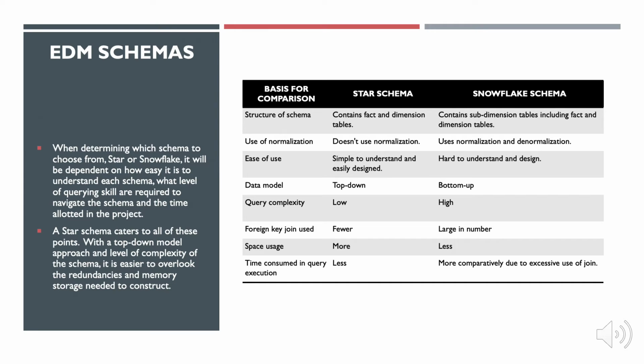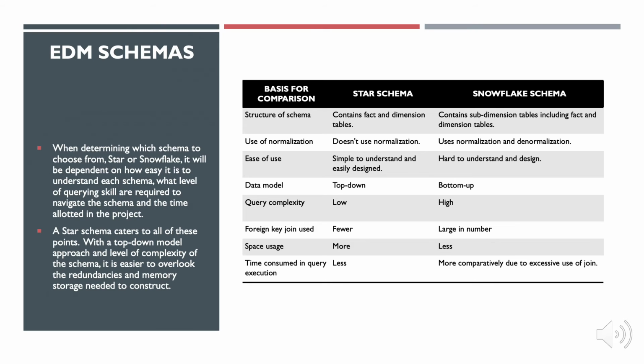Both star and snowflake schemas contain fact and dimensional tables. However, snowflake contains a sub-dimensional table to go along with the fact and dimensional tables. It breaks out even more so than what a star does. To the right, I have a basis of comparison in both schemas and how they project based on the structure, use of normalization, the ease of use, data model, query complexity, foreign key joins used, space usage, and the time consumed in query execution.